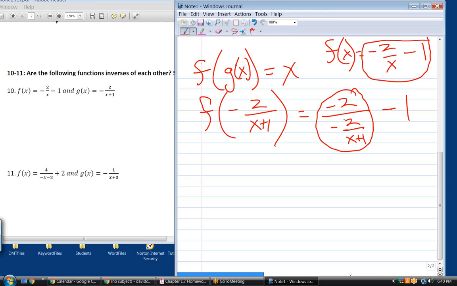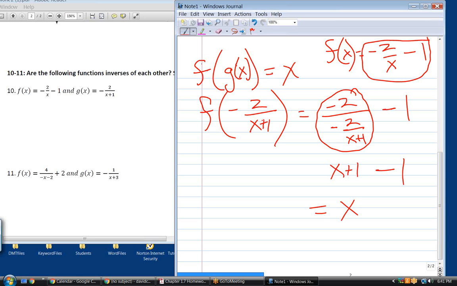So when I flip and multiply this, the 2's and the minuses are going to cancel, and I'm going to end up with x plus 1 minus 1. Okay. Or x. In other words, that proves that g of x is the inverse function of f of x.